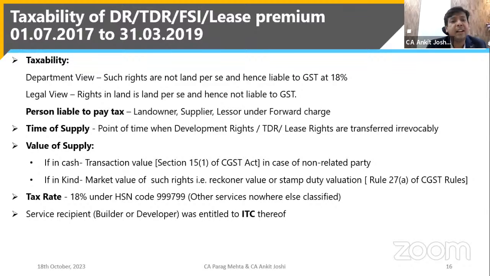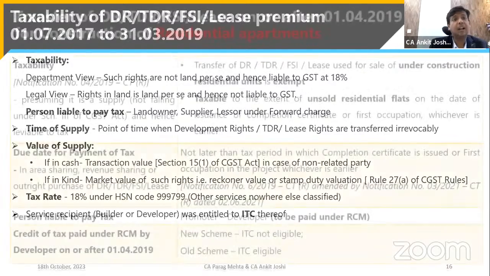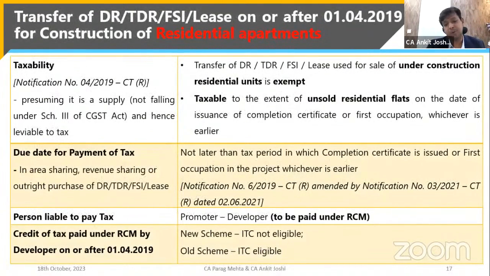And that too at the flat rate of 18%. However, the benefit before April 2019 was that the service recipient, that is the builder or developer, was entitled to that ITC. However, post-April, with effect from 1/2019, there has been a drastic change in taxability of development rights, TDR and FSI. So here they have bifurcated TDR for residential apartments and for commercial apartments, and taxability of the same is a little bit different for both of them.